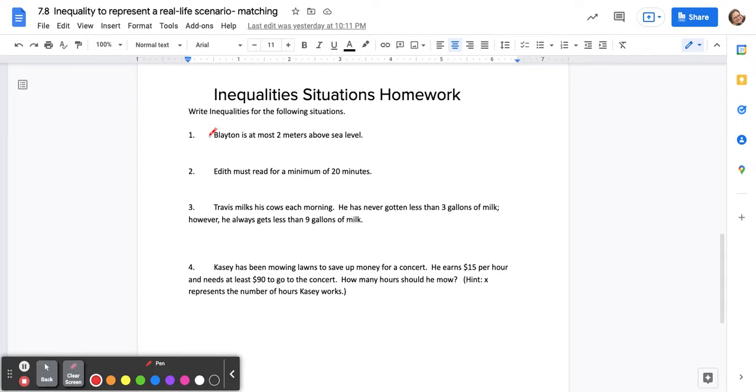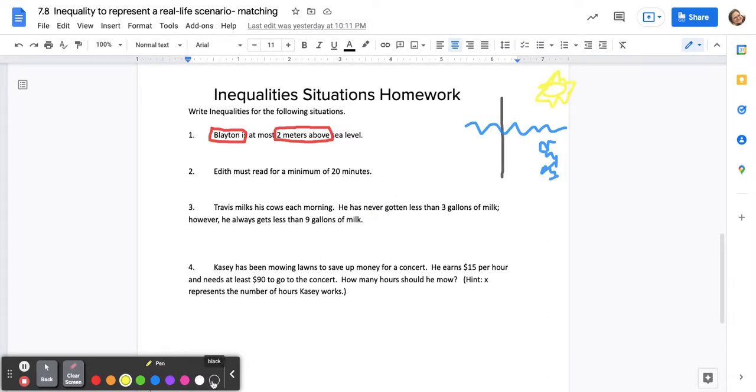Blayton is at most 2 meters above sea level. Let's box out the two things that we're comparing: Blayton's level and 2 meters above sea level. I want to draw a picture of this one first. Let's say we have a number line here, and here's my sea level. Down here is all under the ocean, and above is above the ocean. Here's my pretty little sky.